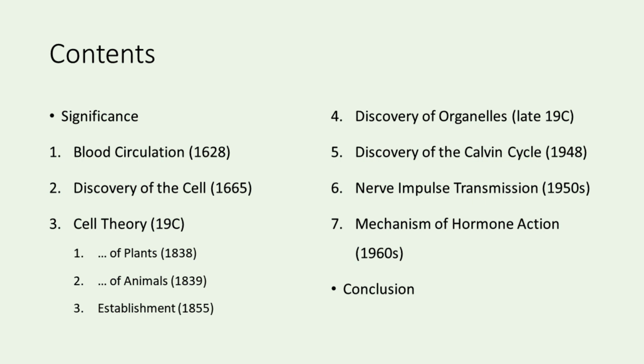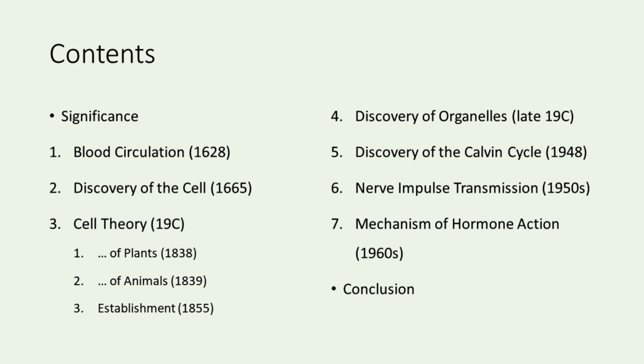Our exploration spans centuries, starting with the understanding of blood circulation in 1628. We navigate through key milestones, such as the discovery of the cell in 1665 and the formulation of the cell theory in the 19th century. Later, we delve into the world of organelles, which was discovered in the late 19th century.